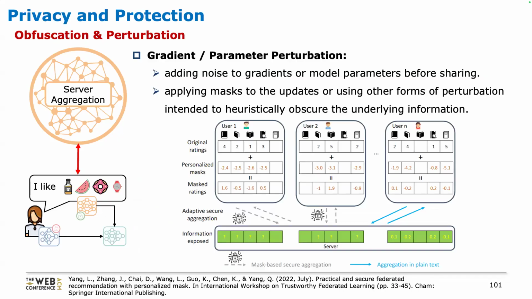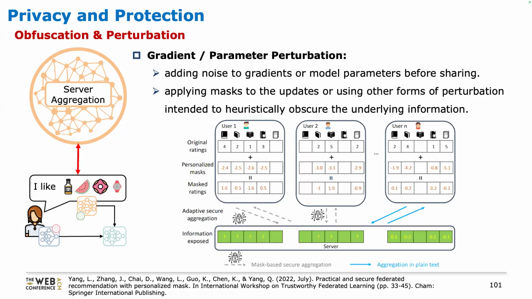In many cases, we don't need heavy crypto or formal DP to get a useful layer of privacy. Obfuscation and perturbation can go a long way. In FedMF, each client simply adds a little noise or a random mask to its gradients or model parameters before uploading. The slide shows one example.